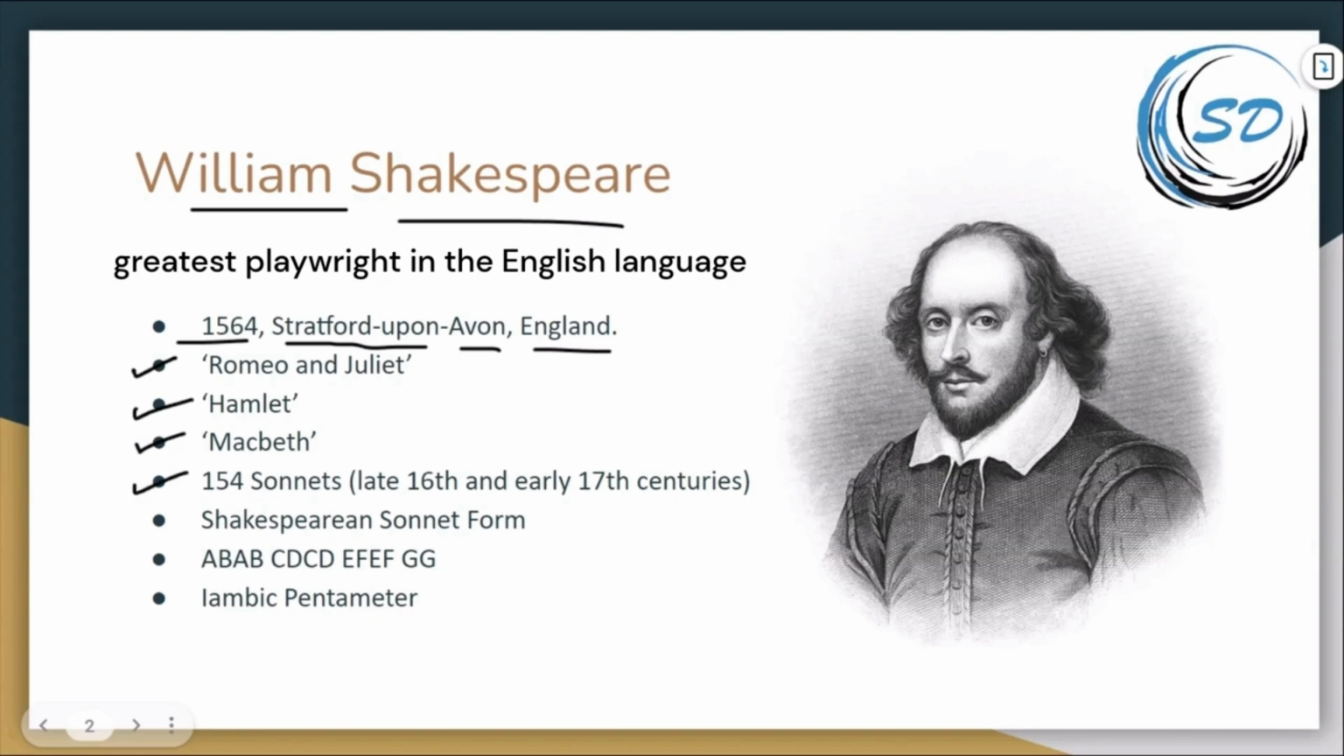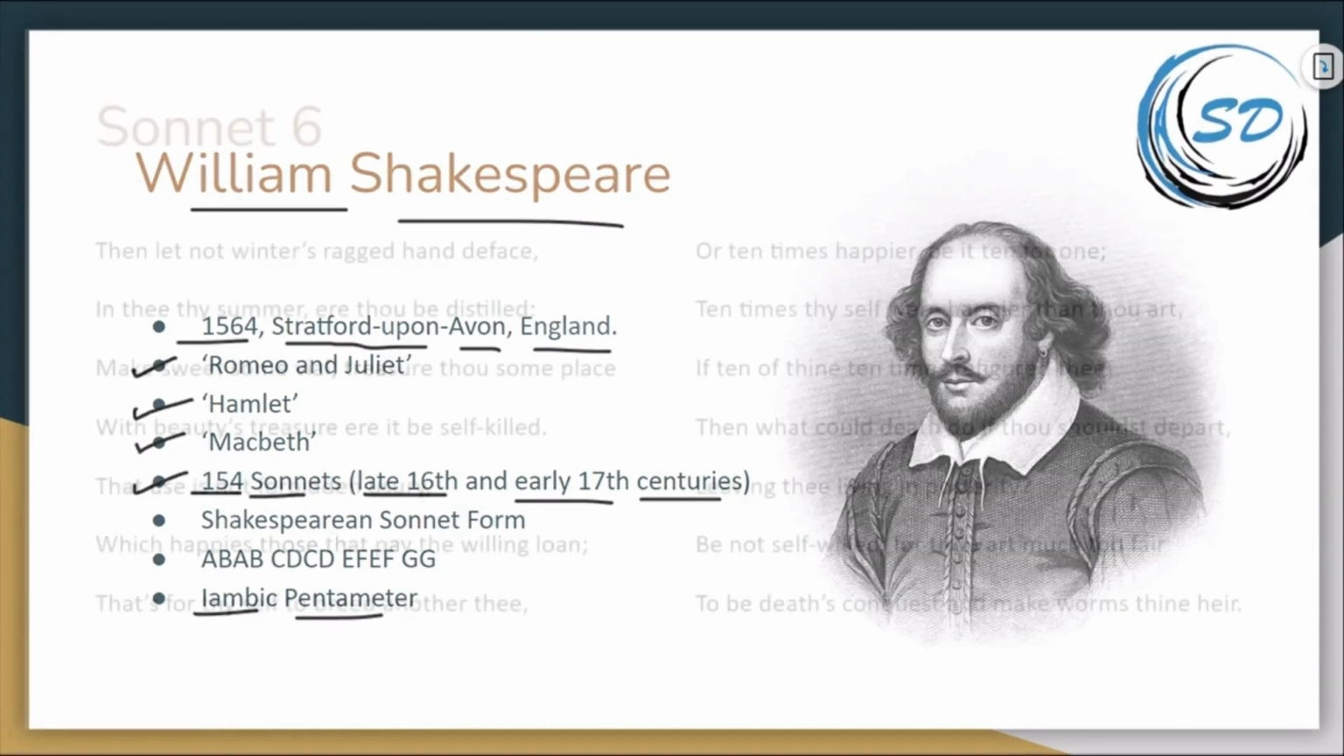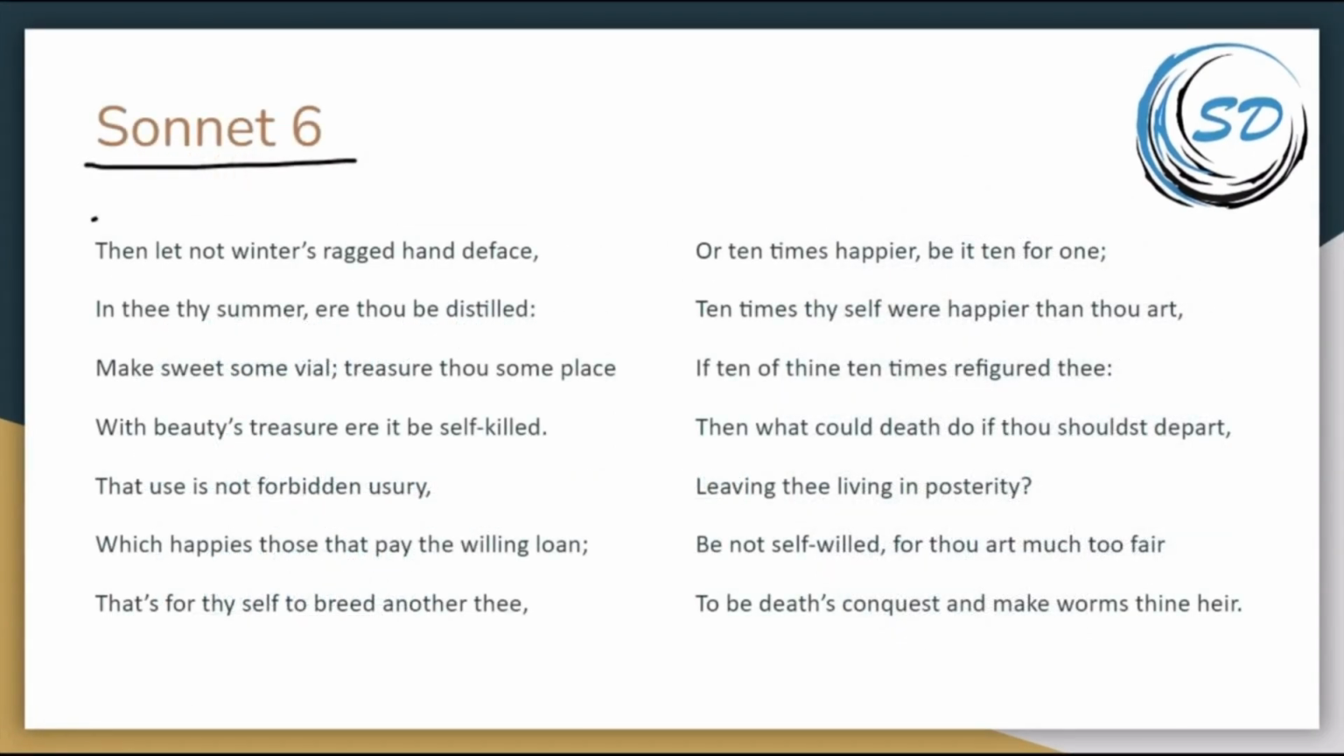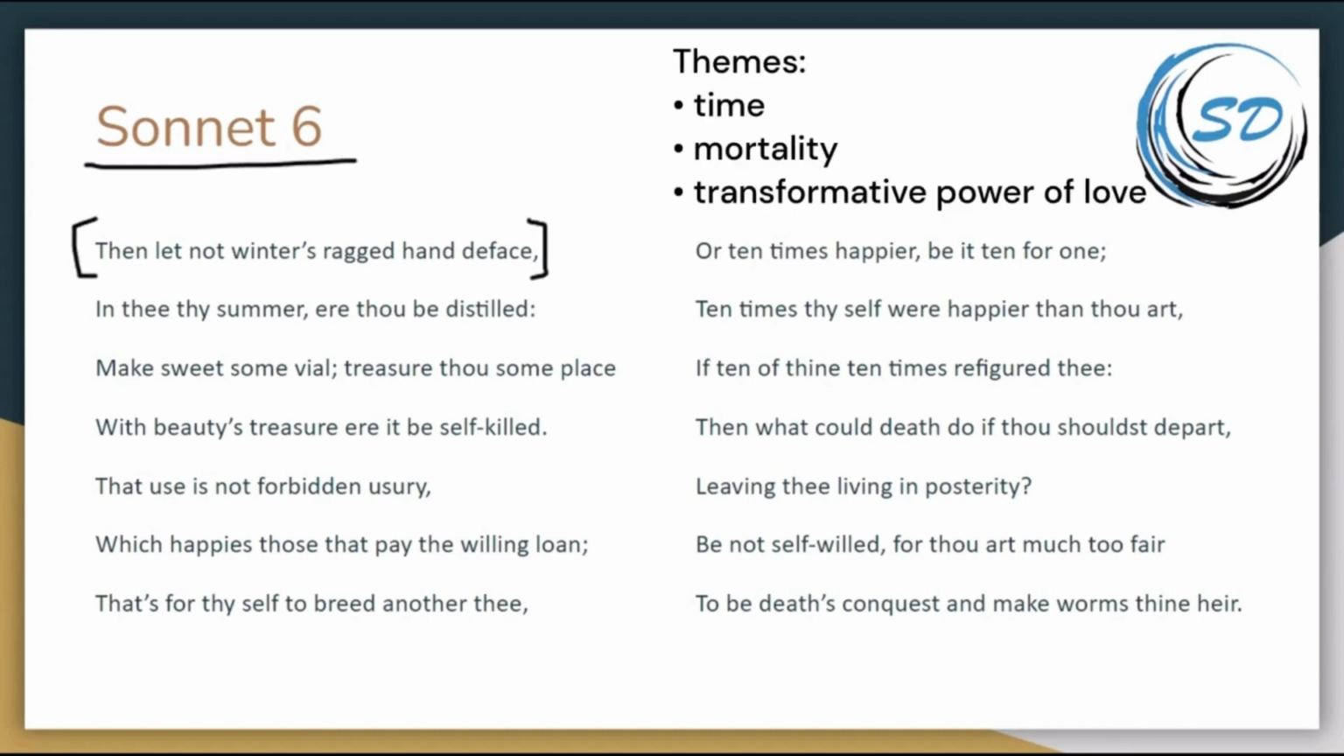Shakespeare's sonnets are a collection of 154 poems written in the late 16th and early 17th centuries. They are written in iambic pentameter, which gives his poetry a natural and melodic flow, enhancing the overall musicality of his verses. Sonnet 6, commencing with the line, "Then let not winter's ragged hand deface," delves into the themes of time, mortality, and the transformative power of love.